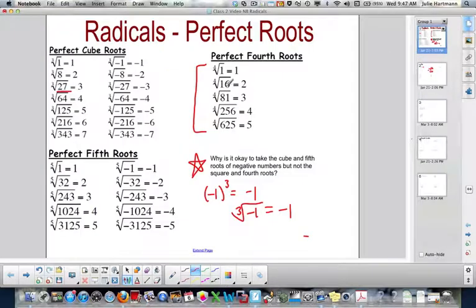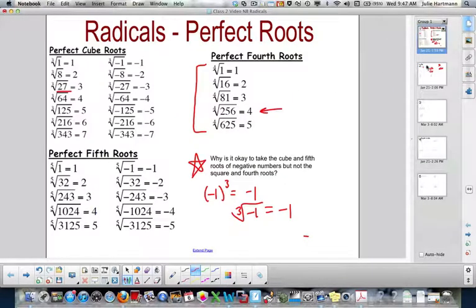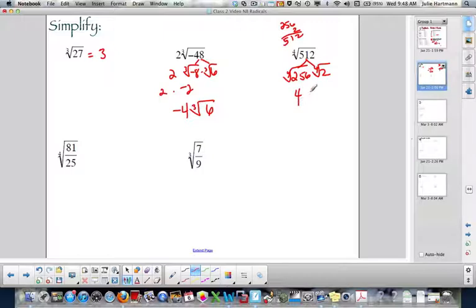Next, the fourth root of 512. Well, let's go back to our list. The fourth root, 512, is not on our list. 256, well, 256 times 2 is 512, right? Yeah, 512. So 512 is 256 times 2. The fourth root of 256 is 4. So 4 times the fourth root of 2.